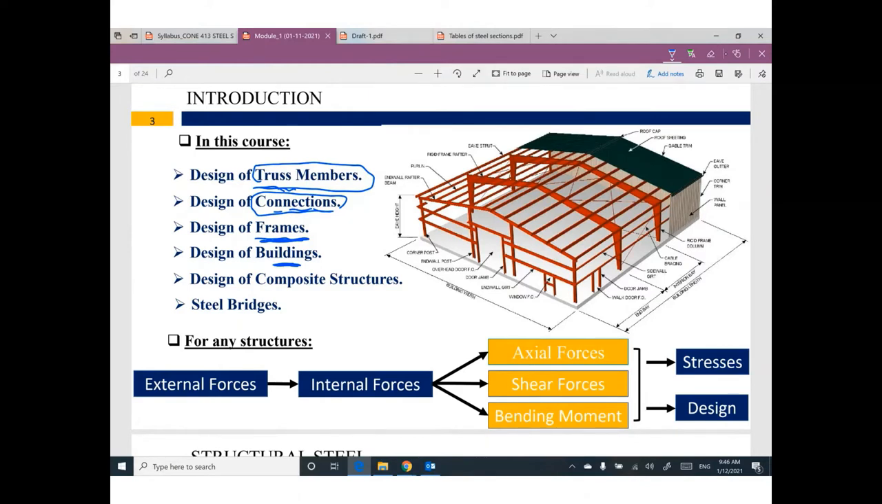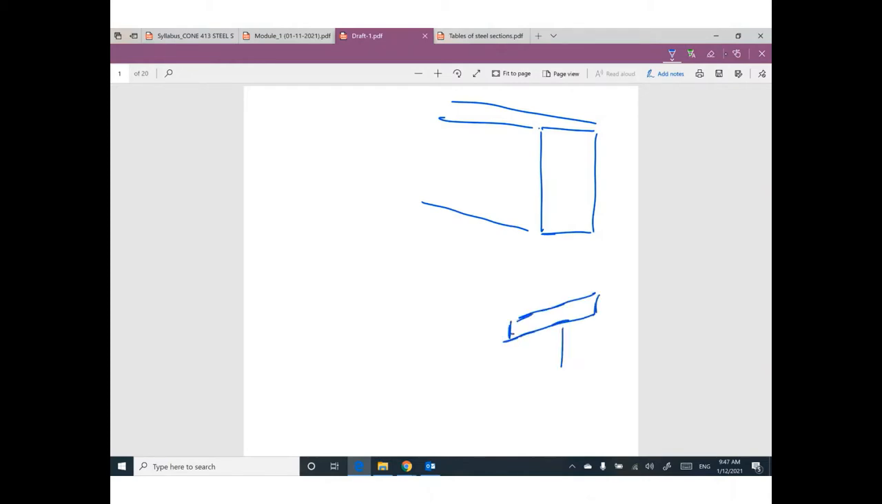What about residential building? What is the difference? We have something called composite structure. What you mean by composite? We learned it before in the previous semester that we have concrete structure, concrete beam like this. In this course, we will learn steel beams, steel structure.